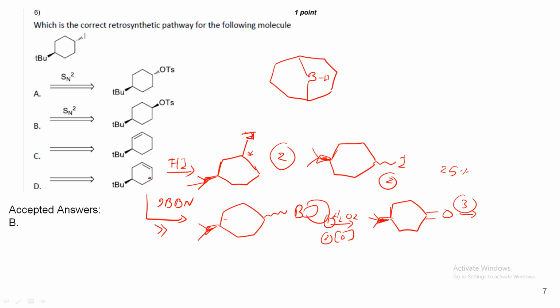So any better path? I don't think we have one from here to here. So that's all for the sixth problem. Anyway, we are discussing these just to explore, but the easiest way to form this would be this option B.